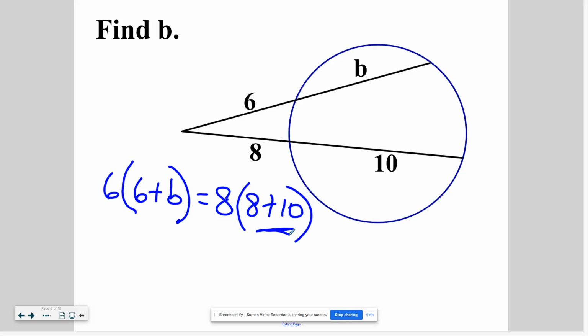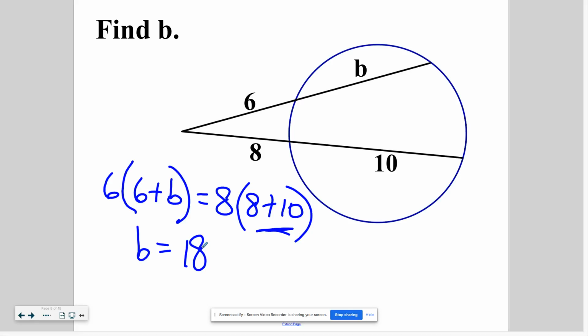And then it's just a matter of solving. I'm just going to go ahead and do this on the calculator and get a number. So I'm taking 8 times 18 on the right, and I'm going to divide that by the 6, and then I'm going to take away the 6, and I'll get 18. Should make sense. You could always plug the numbers back in and make sure that works. Like on the right, we had 8 times 18, which is 144. On the left, we have 6 times 24, which is 144. So it works.